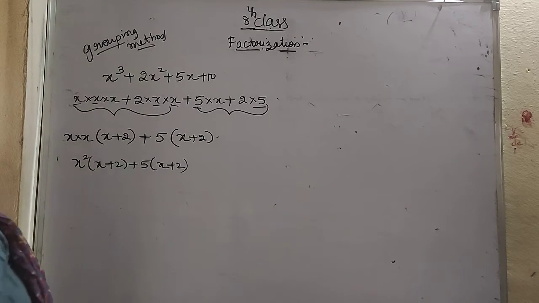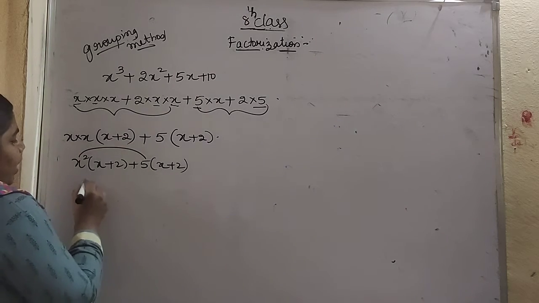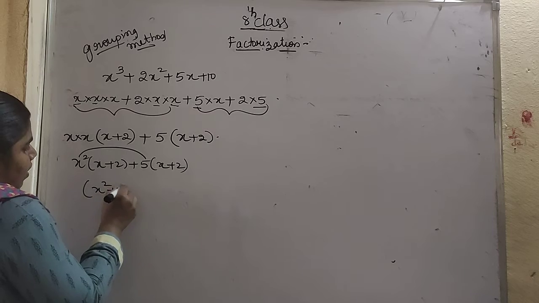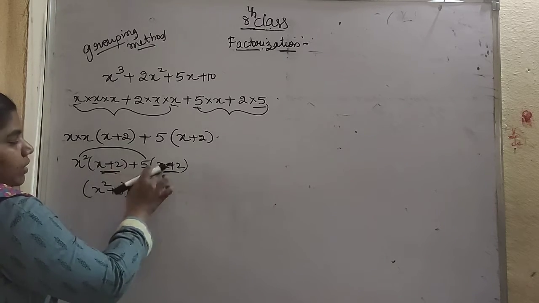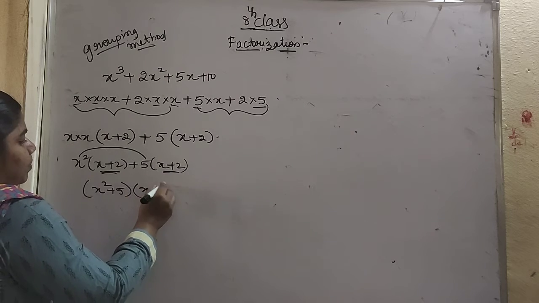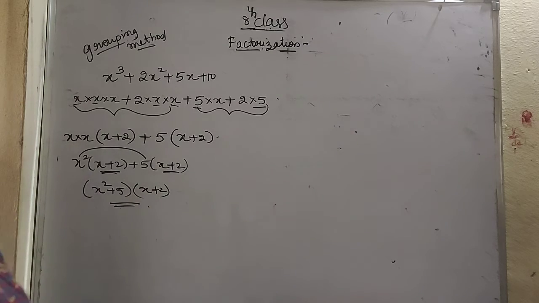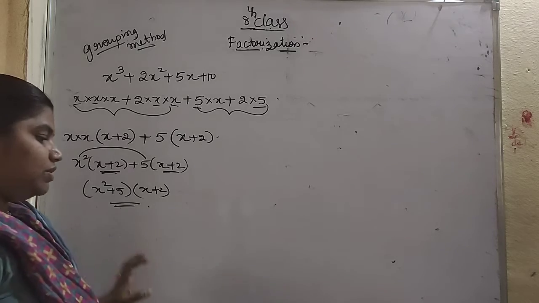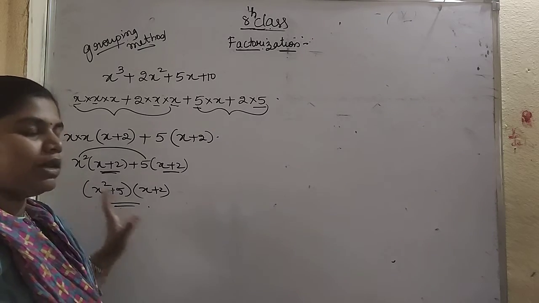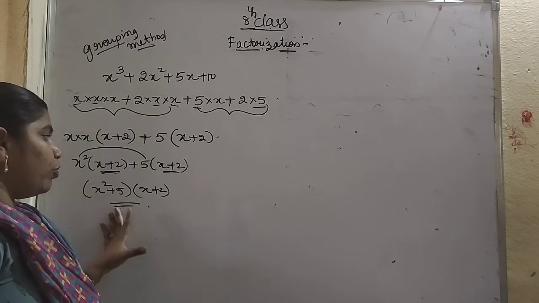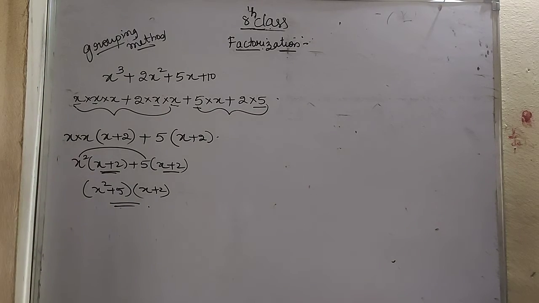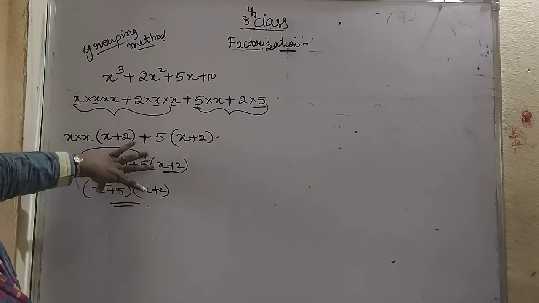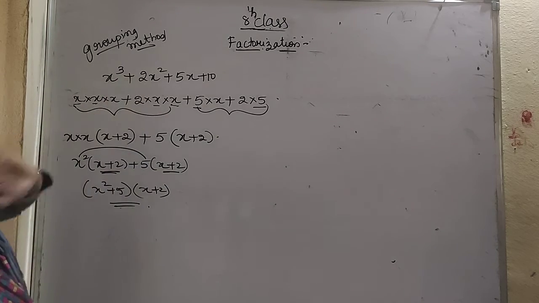Now here the factors are x square plus 5 is one factor, and the other factor is the common factor which is present in both the terms. What is the common factor? X plus 2. So these are the 2 factors of the given question. This I have taken from exercise 12.1, third bit. I have taken this example, x cube plus 2x square plus 5x plus 10. If you multiply these 2 terms, again you will get this expression only.